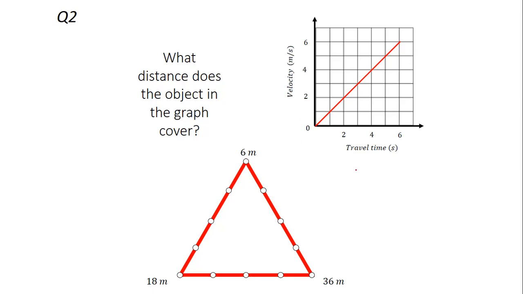The same velocity time graph as before. What distance does the object in this graph cover? This is certainly one that you'll probably want to work through on a bit of paper. So pause if you need to. I'm going to go on to the next question.